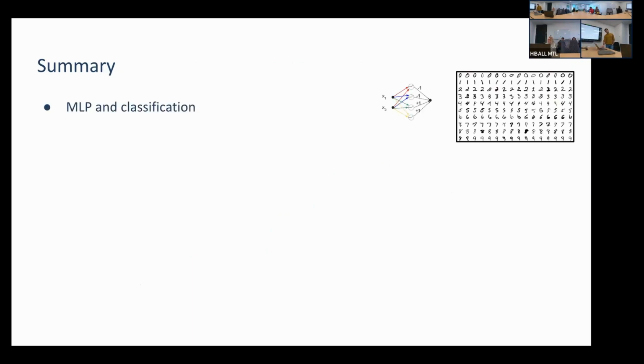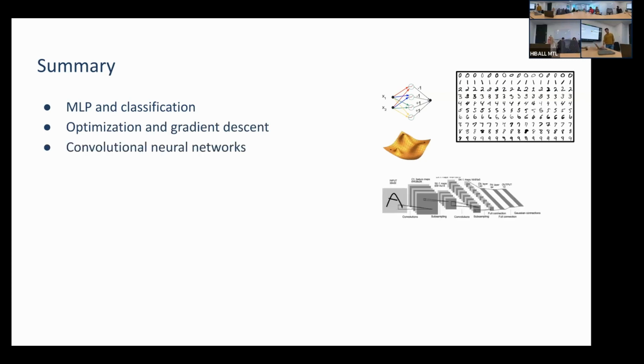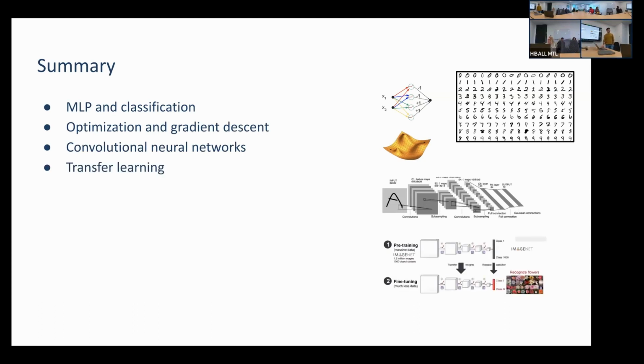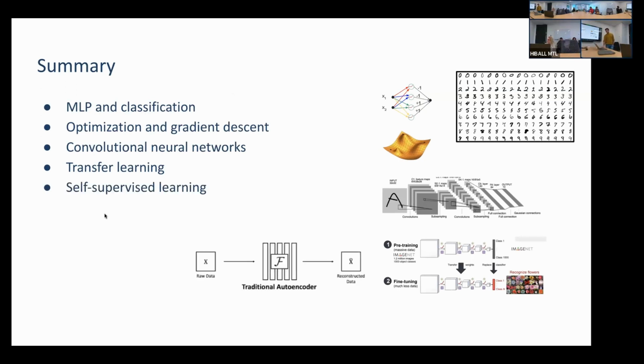So we learned about multilayer perceptrons and classification. We looked at optimization and gradient descent. We talked about convolutional neural networks and how they're important for dealing with high-dimensional images, and we also want them to be efficient in learning. We briefly talked about transfer learning. The first part, MLP classification and optimization, is what you can play around with in the first hands-on session. Convolutional neural networks and transfer learning is what you can play with in the second hands-on. And self-supervised learning, mostly autoencoders, is what you can do in the last hands-on session.